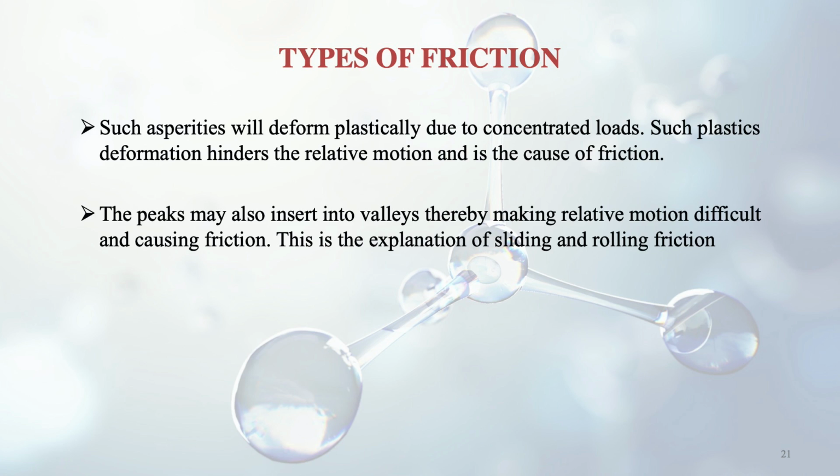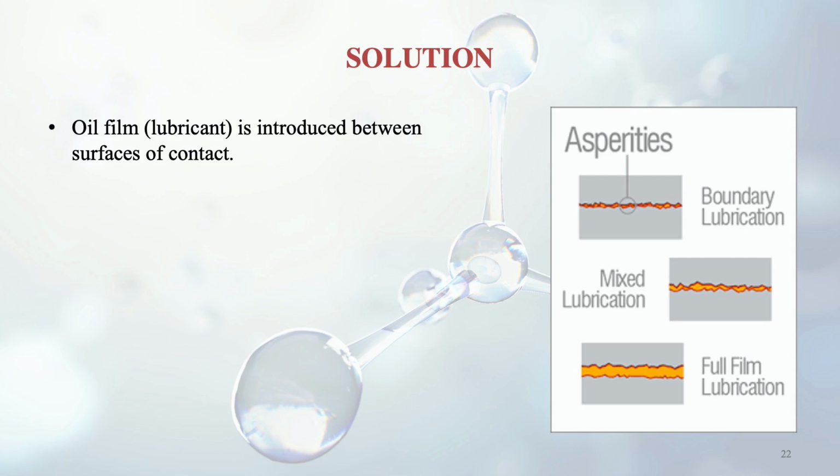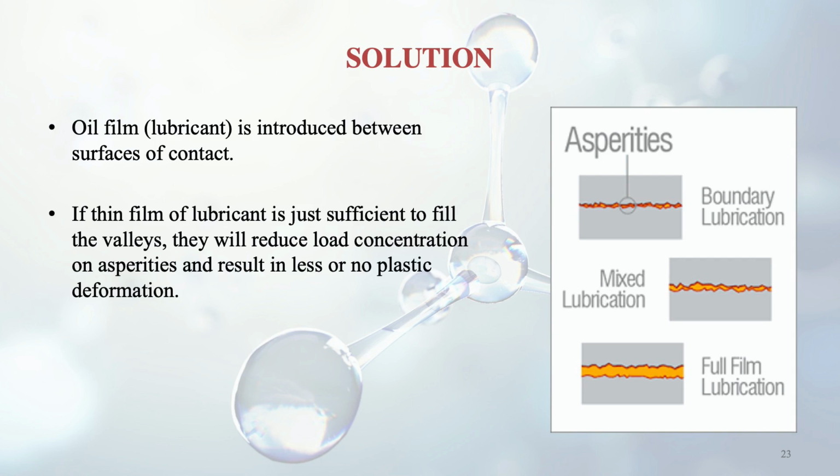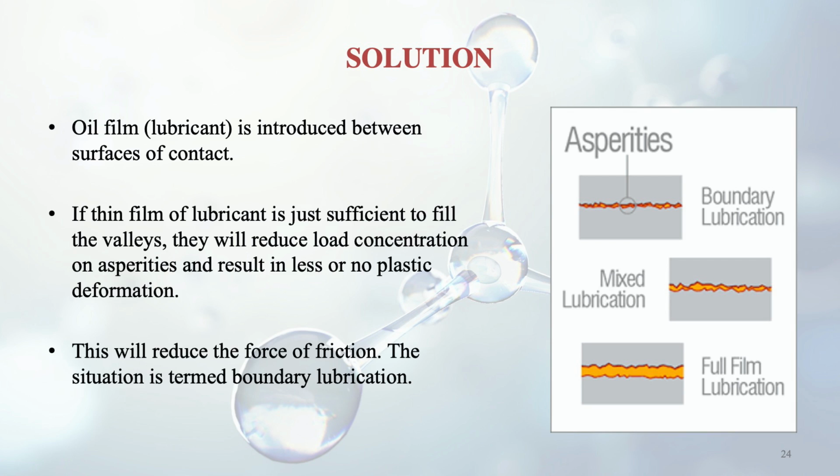So what is the solution for avoiding this friction which is hampering things? There is oil film lubricant which is introduced between the surfaces of contact, and if a thin film of lubricant is just sufficient to fill the valleys, then it will reduce the load concentration on the asperities and result in less or no plastic deformation, and this will reduce the force of friction. And this type of lubrication is known as boundary lubrication, because the film of lubrication is thin.